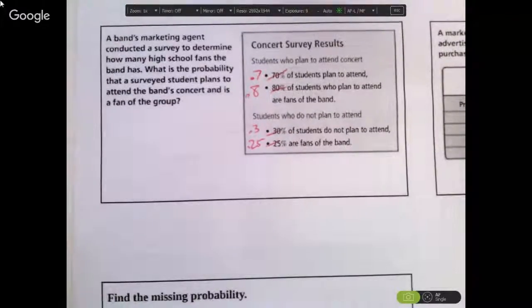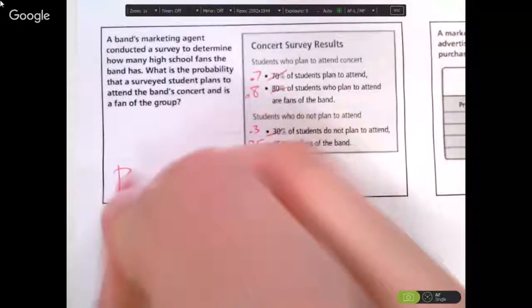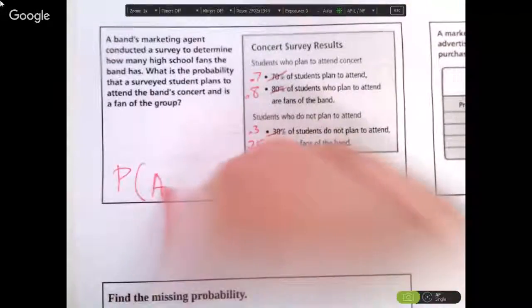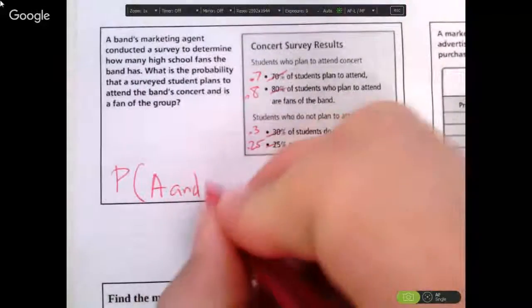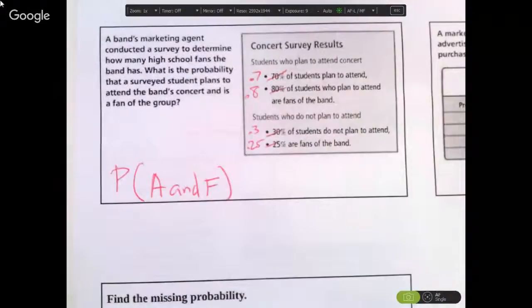A band's marketing agent conducted a survey to determine how many high school fans the band has. What is the probability that the surveyed student planned to attend the band's concert and is a fan? So we want the probability of attending and is a fan. I think you actually just solved this question. Is that 0.8 of 0.7?